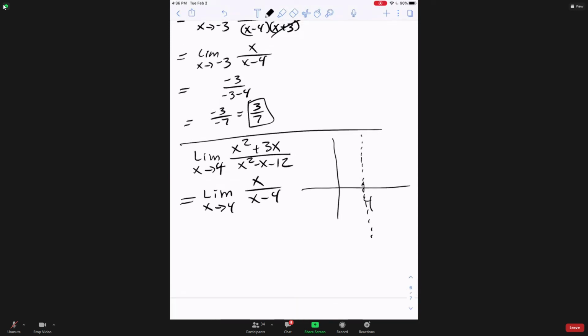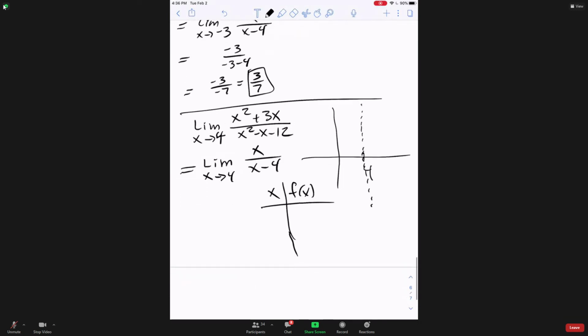We're going to talk about more vertical asymptotes in detail later. In this case, there's really no other way to do it than just plugging in numbers. You can't do this algebraically any further. So if I plug in x, I want to see what the function value is going to be. I'm just getting my calculator here. So what's to the left of 4? Let's plug in 3. I get 3 over 3 minus 4, which is 3 over negative 1, which is negative 3. Let's pick 3.9.